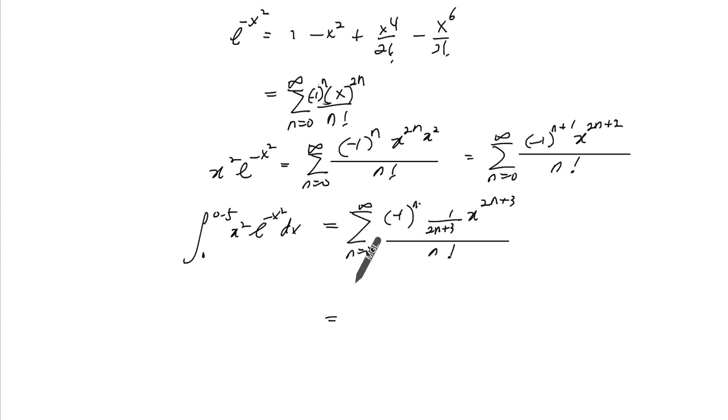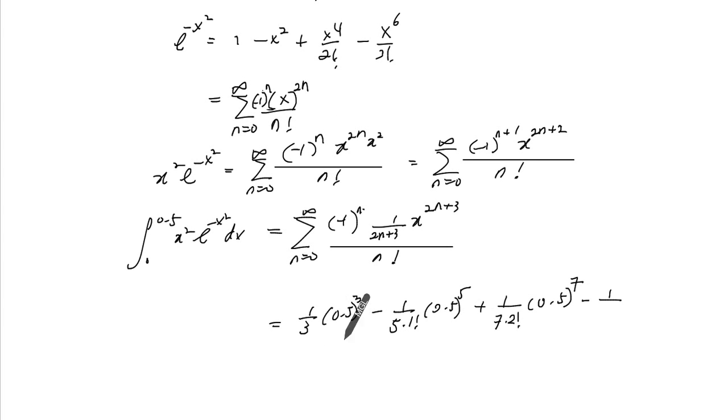When you plug in 0, you get a third times 0 factorial, which is just 1, times 0.5 to the power of 3. Okay, next one's going to be negative. You plug in 1, and you're going to get 1 over 5 times 1 factorial, 0.5 to the power of 5. Okay, next one's going to be positive. You plug in 2 in here, 1 over 7 times 2 factorial, 0.5 to the power of 7. So 3, 5, 7, and then it's going to be 9, 3 factorial, 0.5 to the power of 9.